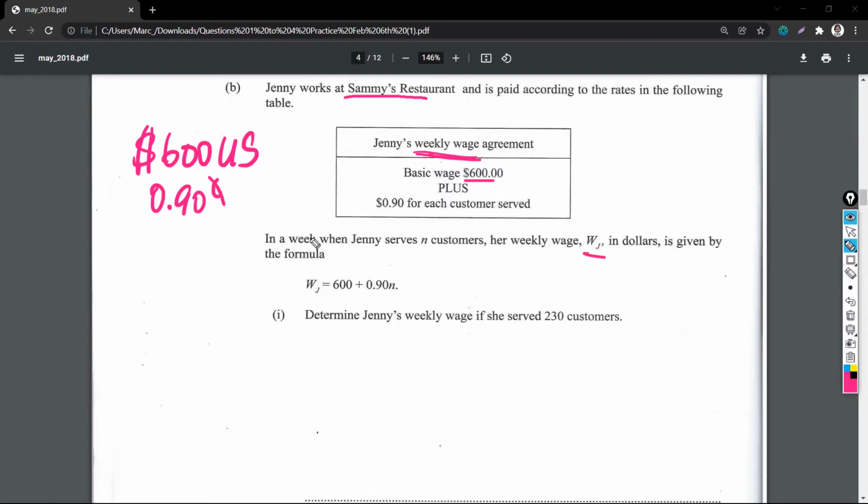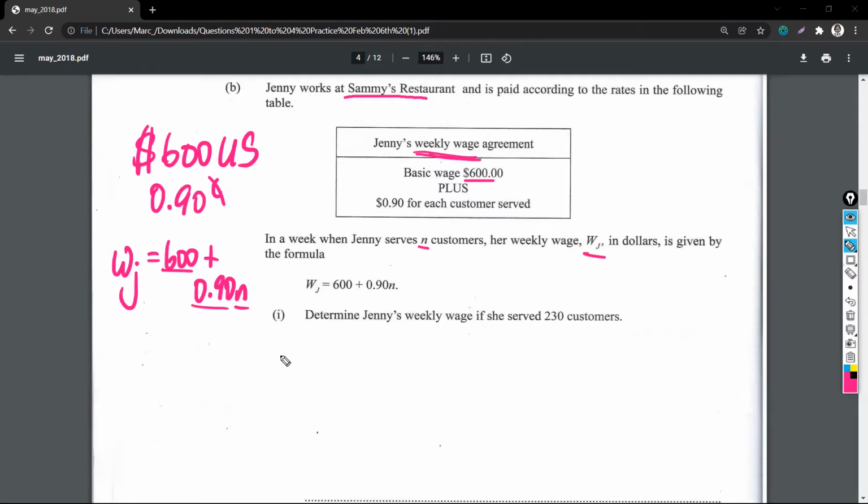So it says here, guys, in a week when Jenny serves N customers, her weekly wage in dollars is given by 600 plus 0.90N. So $600 plus 90 cents per customer. Make sense? So it says determine her wage if she served 230 customers.